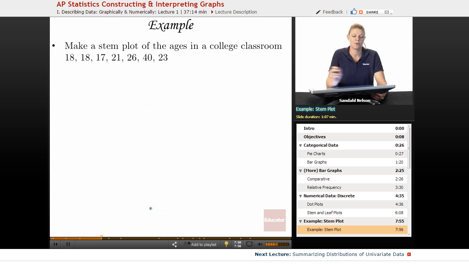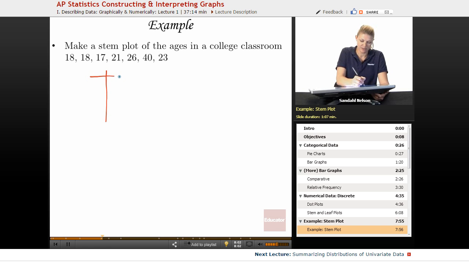Okay, so let's do an example. Make a stem plot of the ages in a college classroom. Okay? So I'm going to make my little stem and leaf. First I want to figure out what are all of my stems. So I have teens, and I have 20s, and I have a 40. So I'm going to have 1, 2, and there are no 30s, but you can't skip it. Otherwise, it's like having a chunk missing out of your graph. So you'd want to say 1, 2, 3, 4.